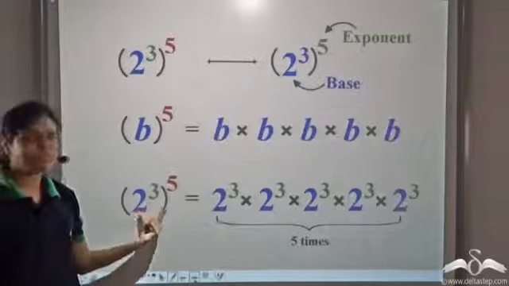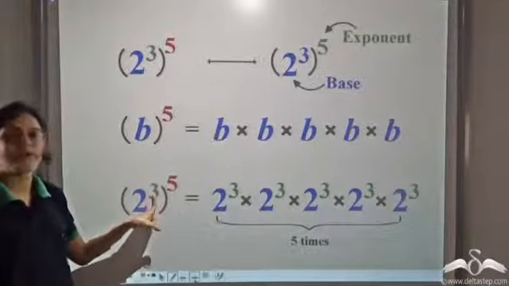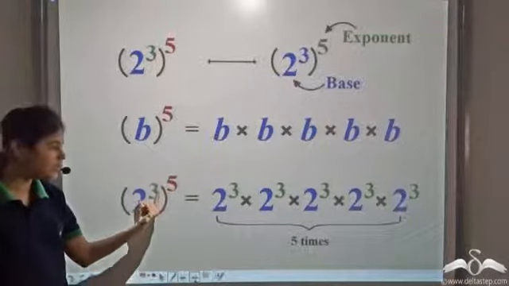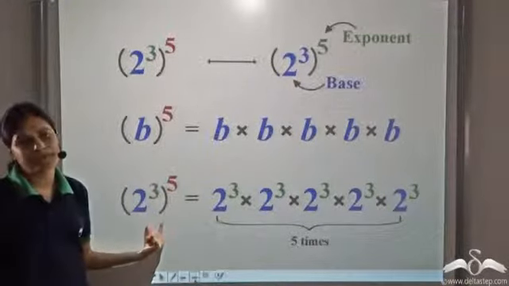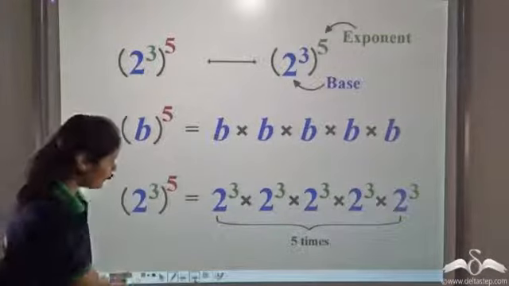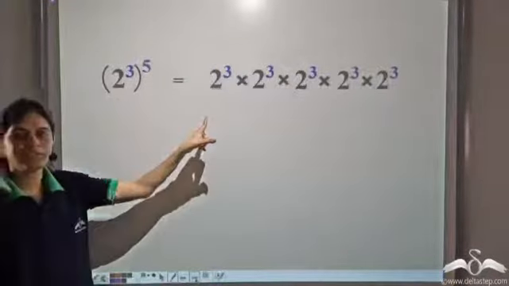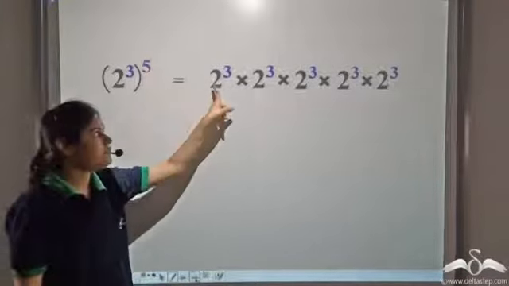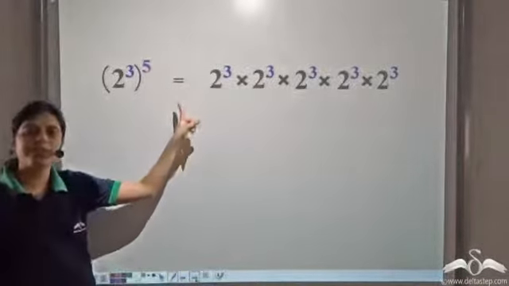Now how do we simplify this? We see that there are two powers. We have 3, we have 5, we have 2 in the base of this number. So how do we simplify such numbers? Let us see. So we have this 2 to the power 3 whole to the power 5, which means 2 to the power 3 multiplied 5 times.